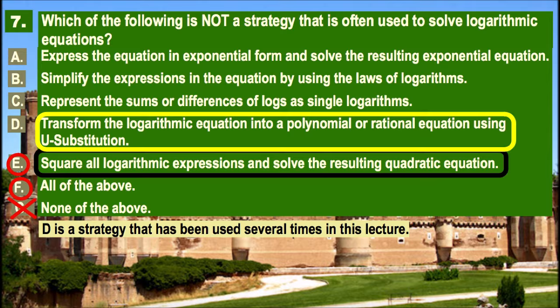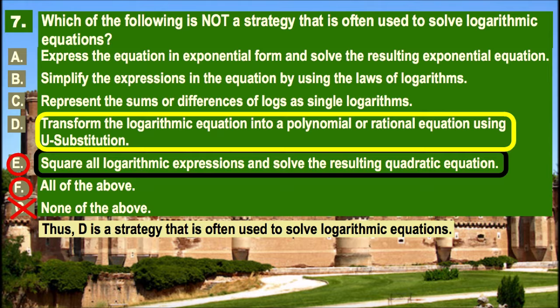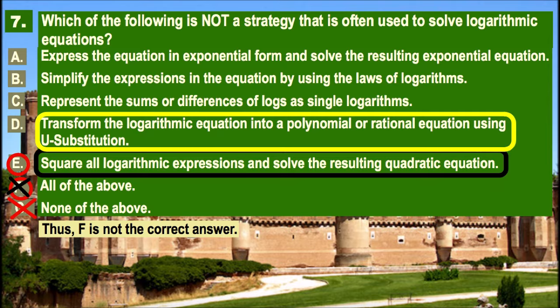D is a strategy that we've used several times in this lecture. We've used u substitution in almost all the problems we've seen today. Thus, D is a strategy that is often used to solve logarithmic equations. Thus, F is not the correct answer. It can't be all of the above if D is a strategy. The correct answer is E.